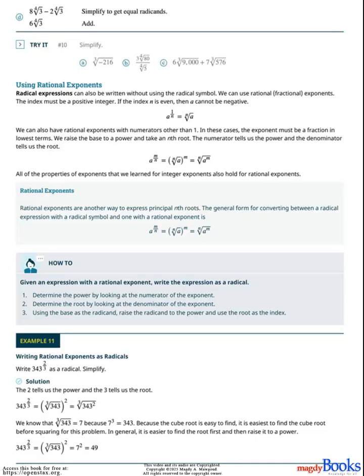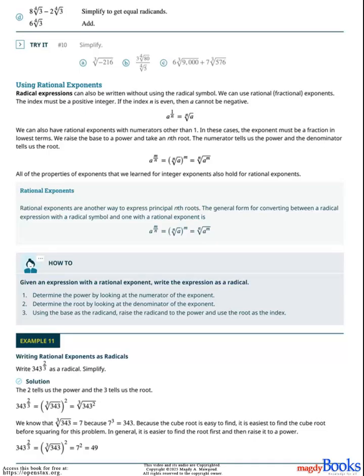a. Rational exponents. Rational exponents are another way to express principal nth roots. The general form for converting between a radical expression with a radical symbol and one with a rational exponent is a to the power of m over n equals (the nth root of a) to the power of m, equals the nth root of a to the power of m.